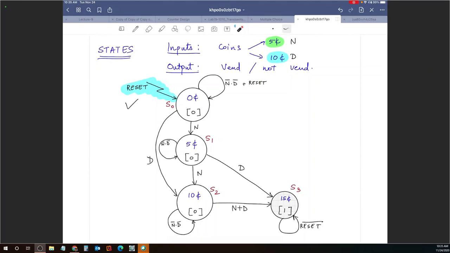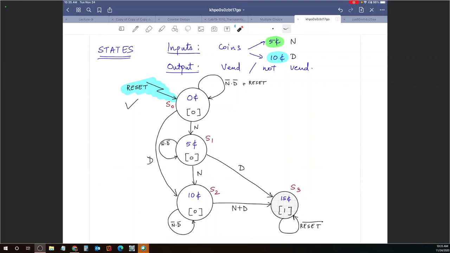Then we drew up this particular state diagram. And in this, we had 4 states, and we called them S0, S1, S2, and S3. Those 4 states were used to indicate how much money is currently put into the vending machine. So we use 0, 5 cents, 10 cents, and then 15 cents. And the output, which is to vend an item or not vend an item, was dependent on the state your finite state machine was in.